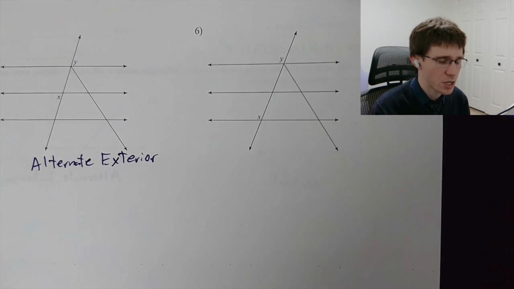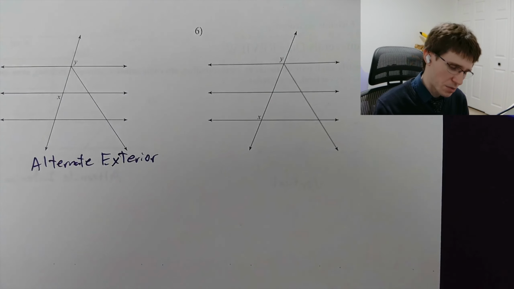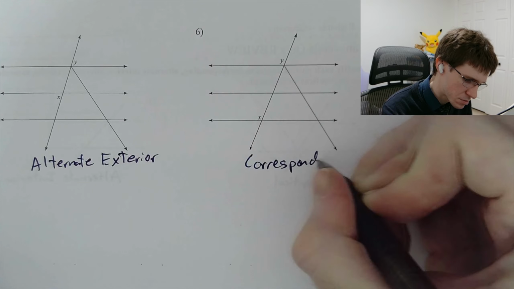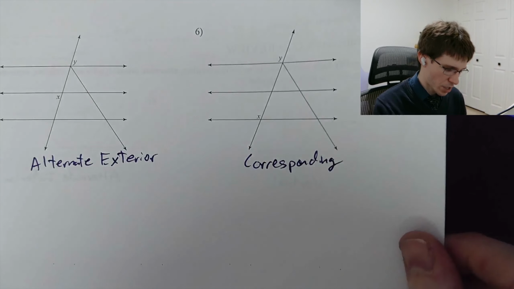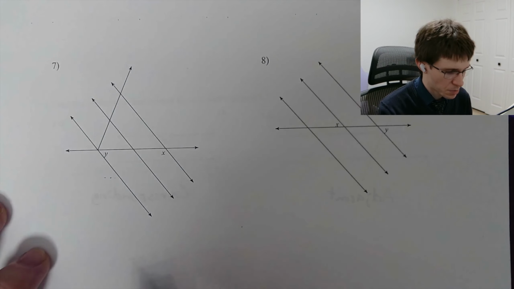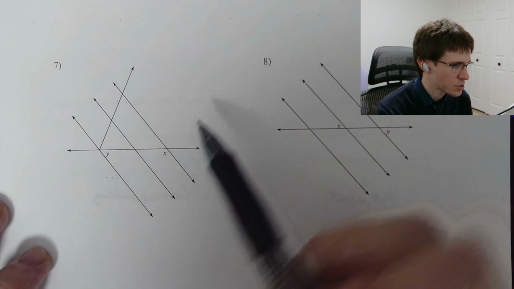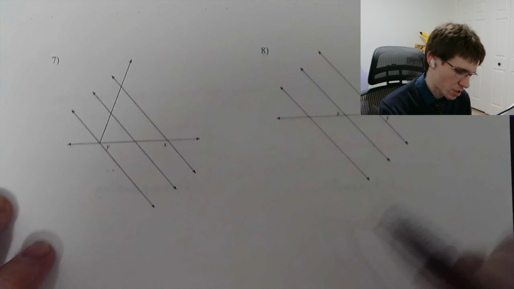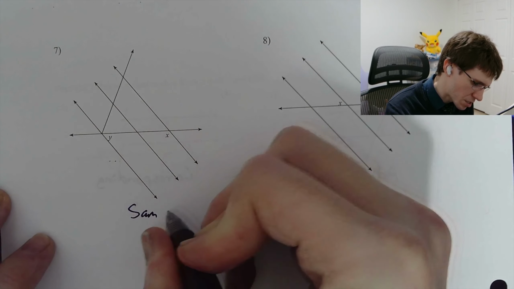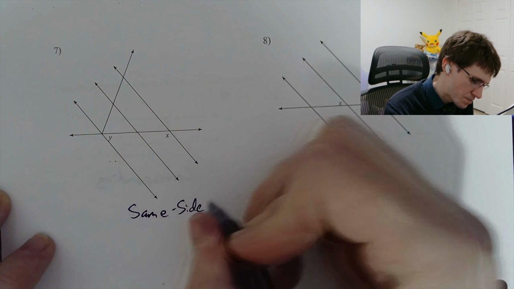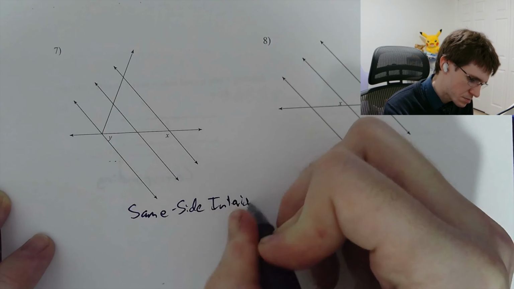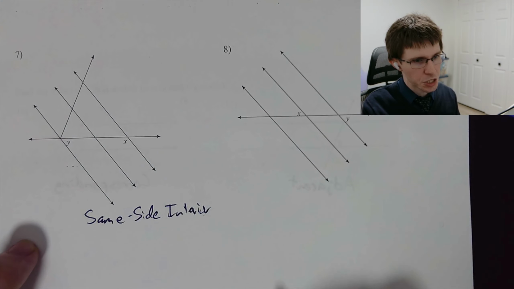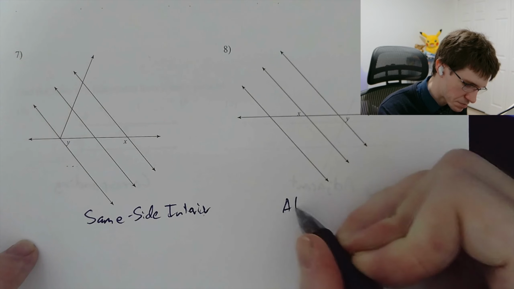Number 6 over here, these guys are both in the quote-unquote top left-hand corner. So these guys are going to be corresponding. Continuing on, we got another one over here. These guys are both on the same side of the transversal, and they're on the interior of these 2 lines. So we're going to call these ones the same side interior. And continuing on over here, this one, we got another alternate exterior angles.